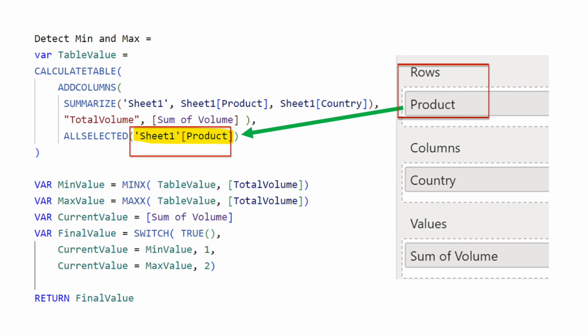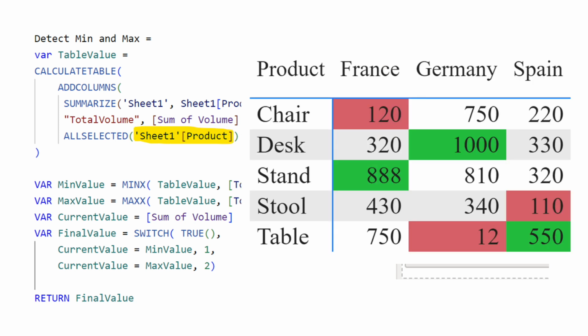So in this case, we will put product into it. And that's how we're going to flag and highlight the min and max for each column.